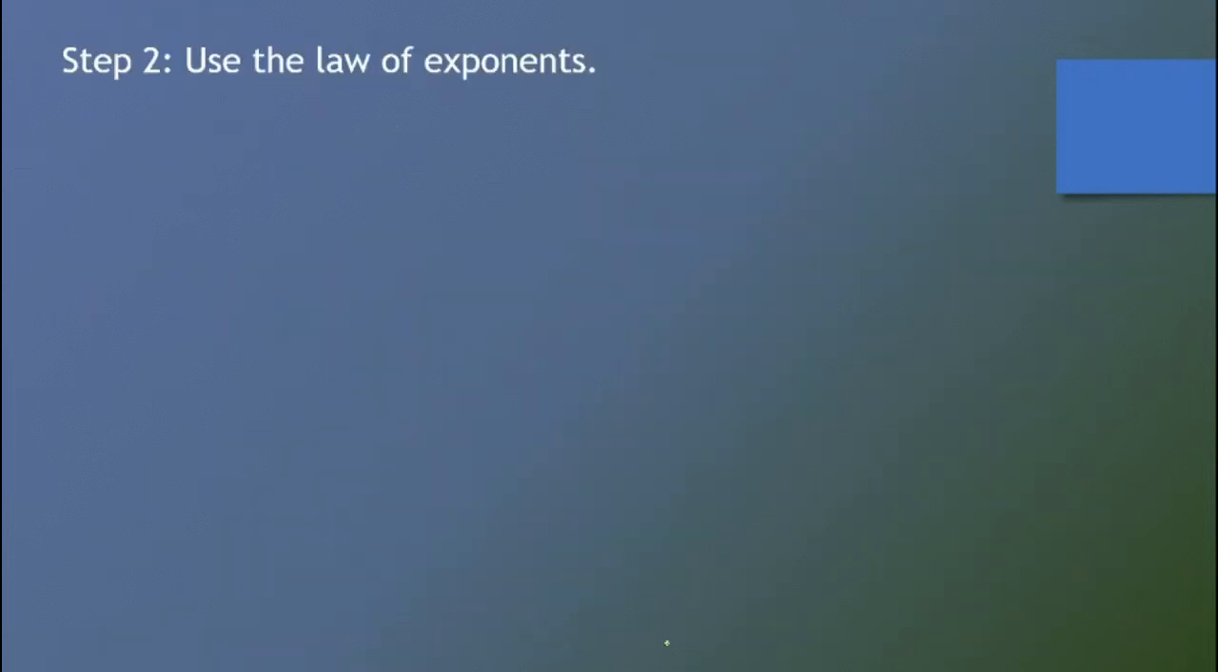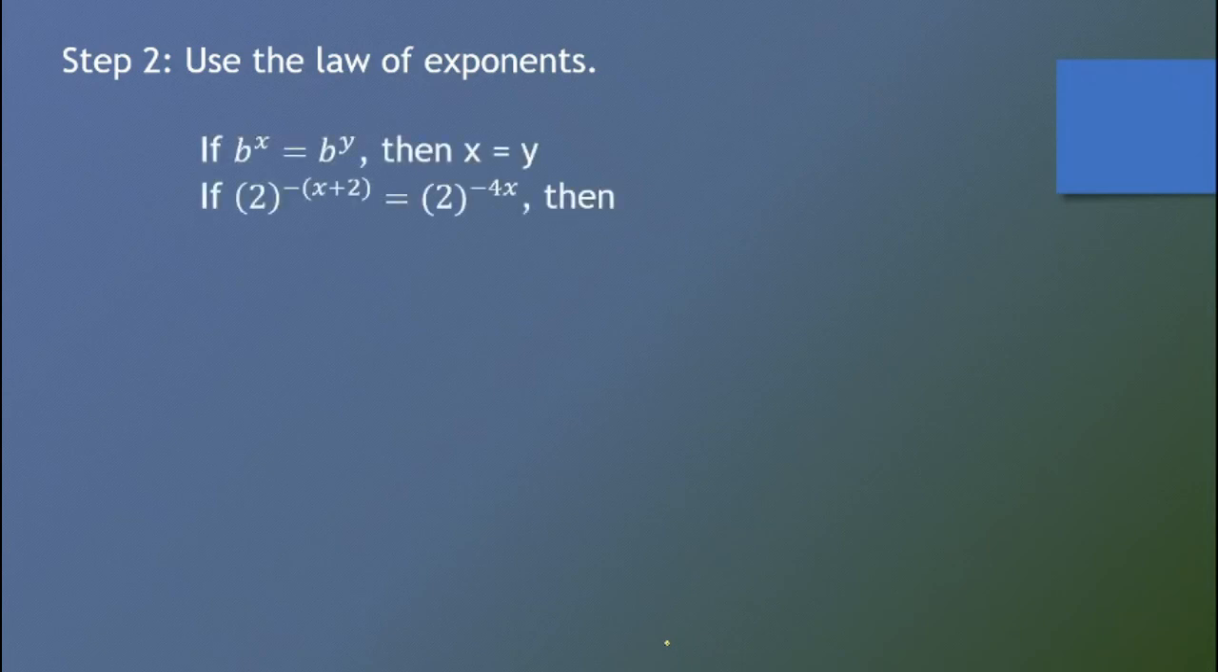For the next step, we need to use the law of exponent again. Dahil same na yung basis natin, which is 2, kailangan na lang natin kunin ang exponent na negative times x plus 2 equals negative 4x. Dito, i-distribute na natin sa negative sa loob ng parentheses. So, magkakaroon tayo dito ng negative x minus 2 equals negative 4x.